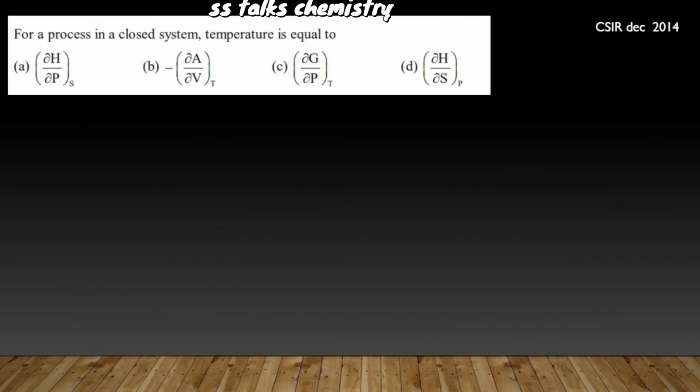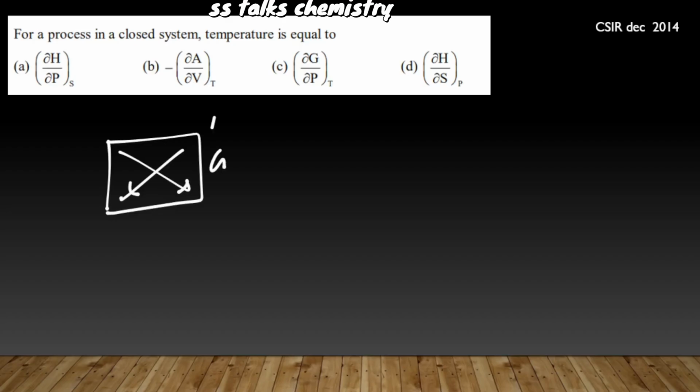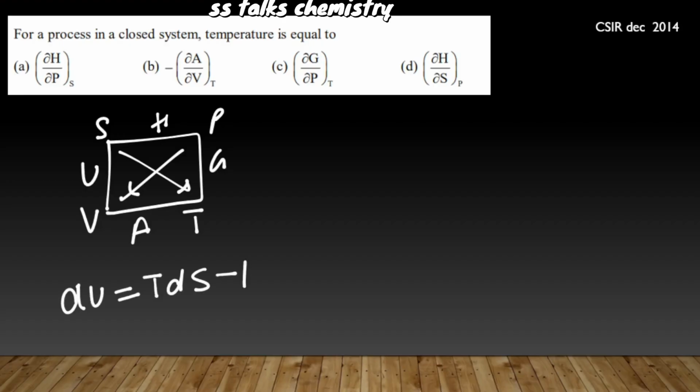Okay, next. For a process in a closed system, the temperature is equal to what? Again, using Maxwell's square we can do this. Now we know that dU is equal to TdS minus PdV. If you talk about this at constant volume, del U by del S at constant volume is equal to the temperature only. So this is what we have.